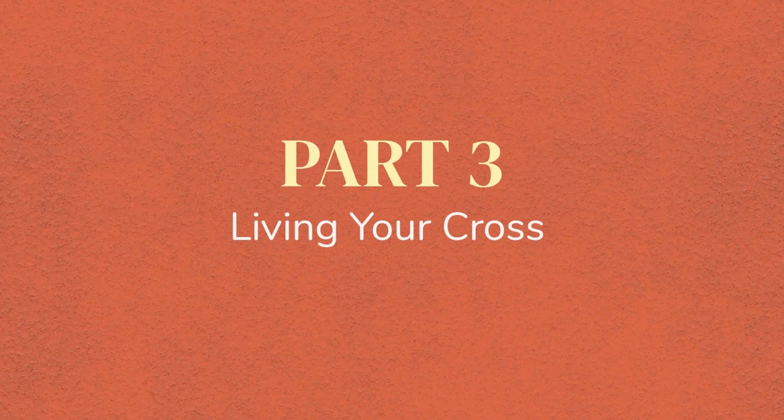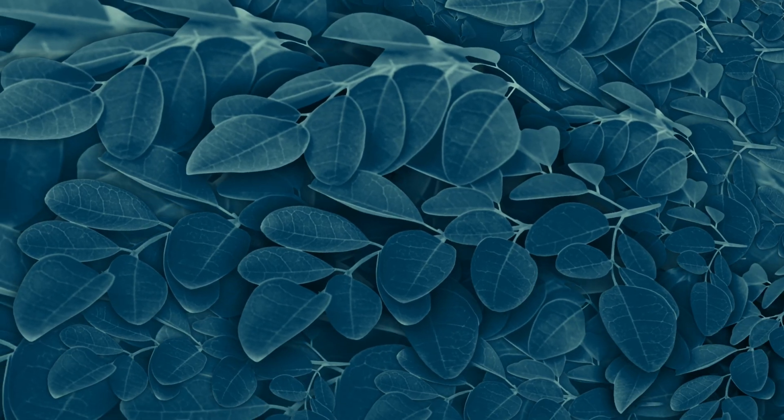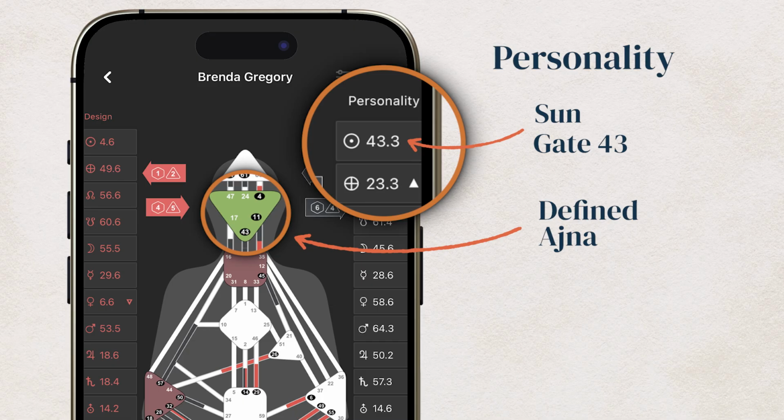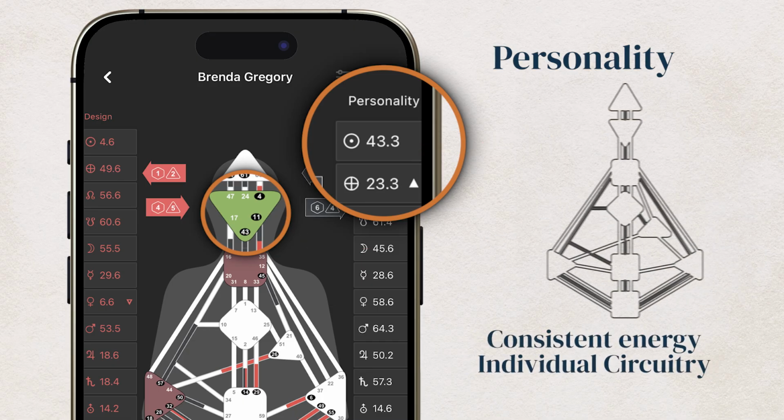Part 3, Living Your Cross. Understanding the mechanics is important, but now we've got to put it all together. Again, we will use my chart as the example. Personality sun, gate 43, defined ajna, consistent energy, individual circuitry.